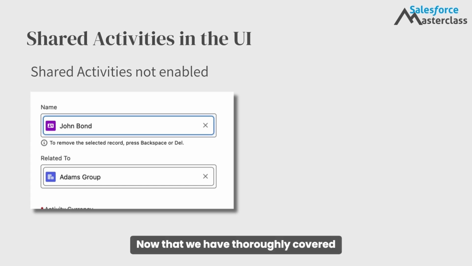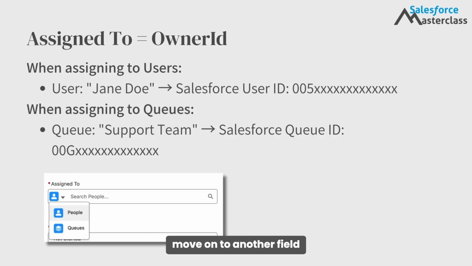Now that we have thoroughly covered shared activities, let's move on to another field on the task that can accept more than one type of record. While not technically considered polymorphic, the owner ID can reference a user or a queue. Assigned to is the field label. Owner ID is the API name.